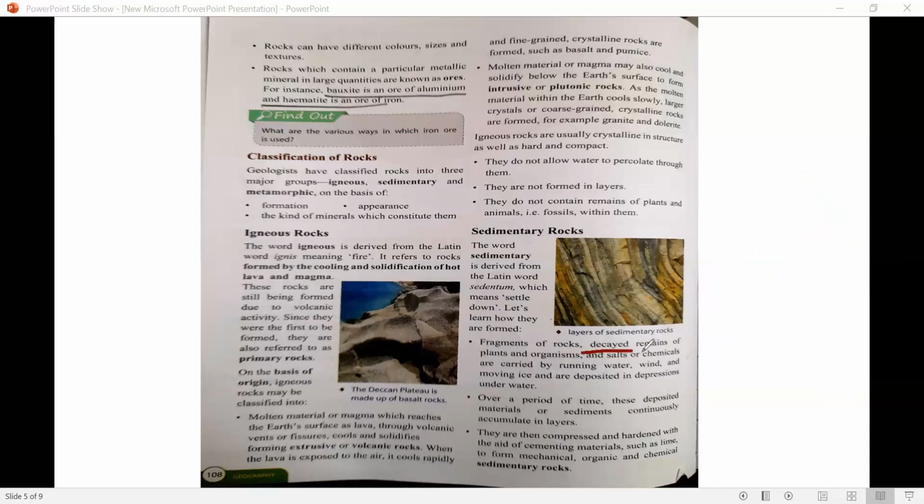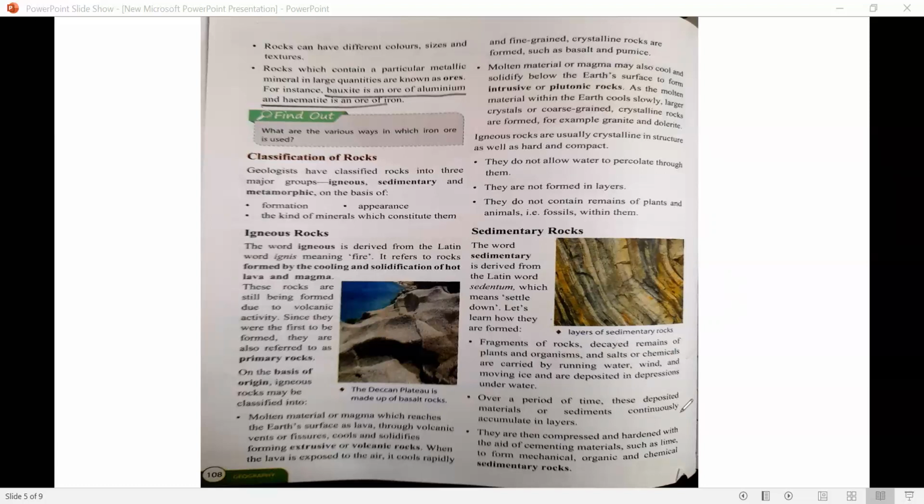Fragments of rocks, decayed remains of plants and organisms, and salts of chemicals are carried by running water, wind, and moving ice. They are deposited in depressions underwater, and because of pressure they form sediments, and they settle down to form sedimentary rocks.